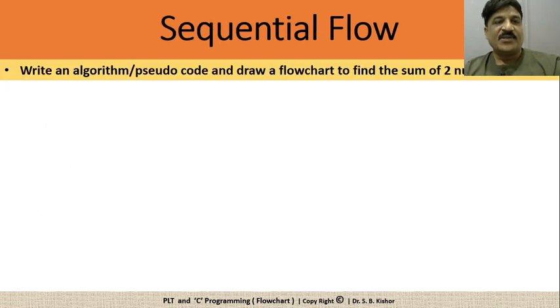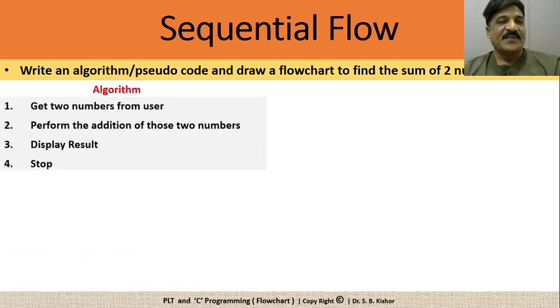So now write an algorithm or pseudocode and draw a flowchart to find what? The sum of two numbers. Here we need to understand a basic difference between algorithm and pseudocode. Suppose you want to find the sum of two numbers, one may write like this: get the two numbers from the user, perform the addition of those two numbers, then display the result and stop. It is a perfect way to solve this particular problem. We may call it somewhat English-like language, a narrative description of a problem that you are going to solve.